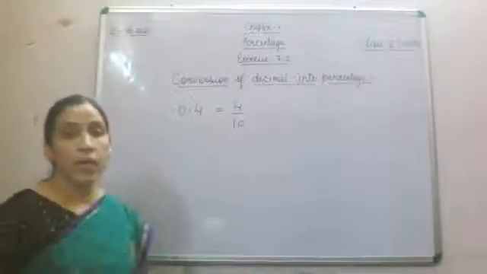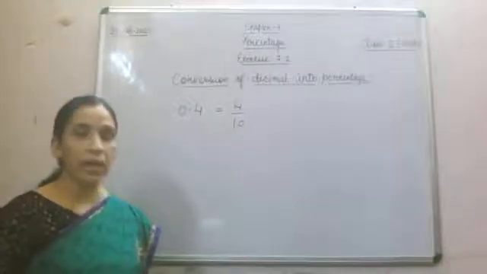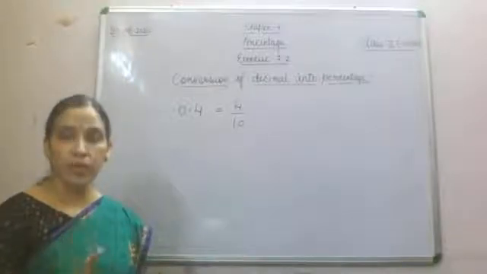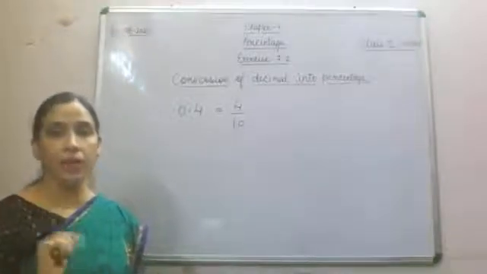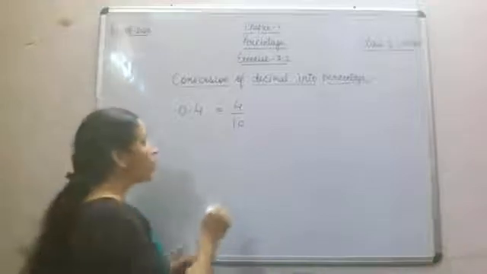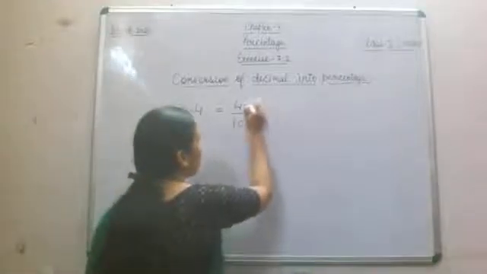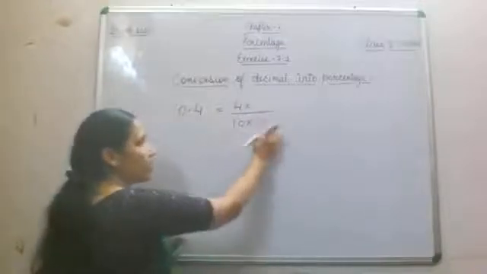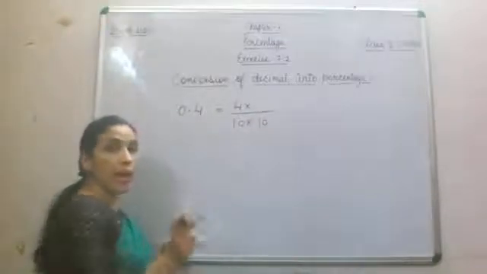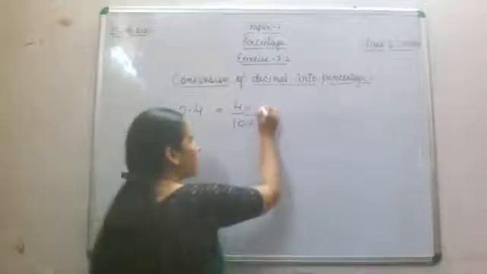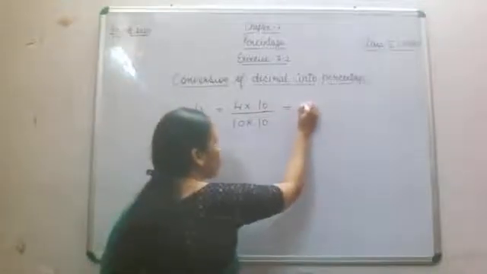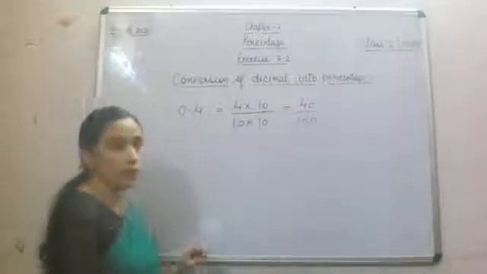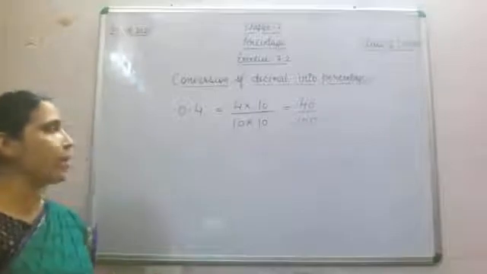Now what next? As I told you just now, for making any fraction into percentage, you must have 100 in the denominator. So here we will multiply the denominator by 10, because we know 10 tens are 100. And that same 10 will be multiplied in the numerator also. So 4 by 10 will become 40 by 100.